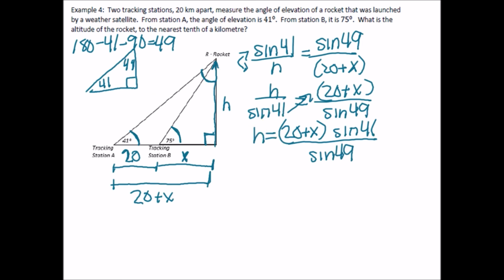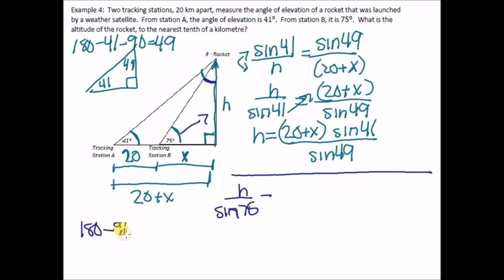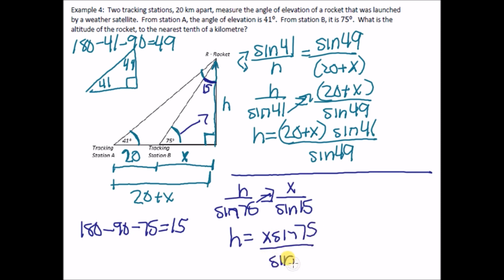Now let's do a second equation for the smaller triangle right here, and let's just stick to sine law. Even though we could use SOHCAHTOA, I'm going to show you something with this. So h over sine 75 equals, and we're going to solve this angle right here: 180 minus 90 minus 75, and I get 15. So equals x over sine 15. Cross multiply that up, h equals x sine 75 over sine 15. We've seen this before. We have two equations, two unknowns. Yes, we have to do substitution or elimination.